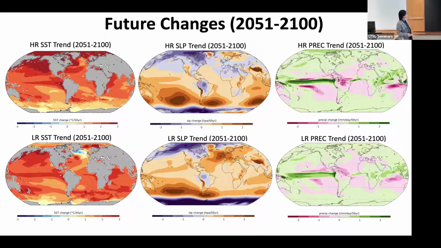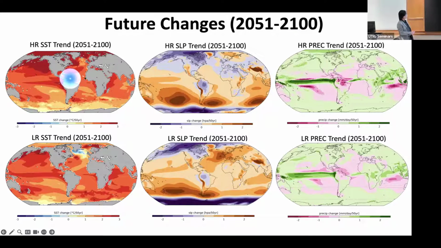Because there's a lot of debate whether the cooling trends in the tropics we observe now are going to continue by the end of the century, whether we're going to see a warming or cooling. So we can take a look at that. We computed the trends in the last 50 years of the simulation, from 2051 to the end of the century. And this is the high resolution trend, and this is the low resolution trend.